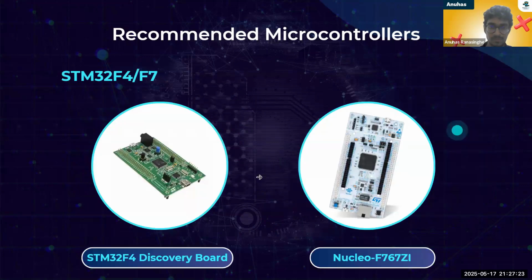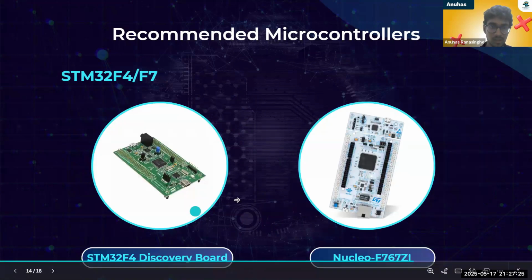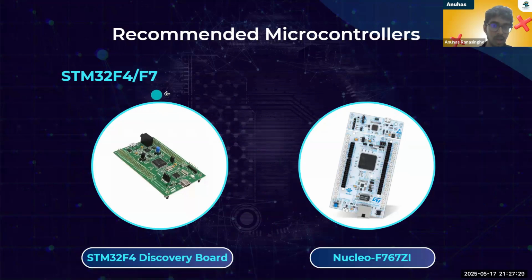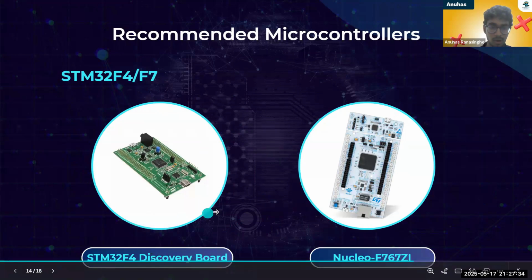And these are some examples of boards built based on the STM32 F4 and F7 microcontrollers. One is the STM32 F4 Discovery board, and we can connect a screen and everything to this board. And another one uses the STM32 F4, and this one is built using the STM32 F7, the Nucleo F767ZI microcontroller.